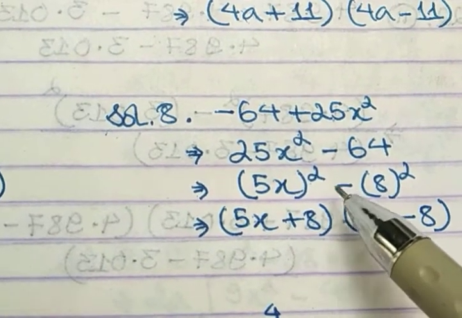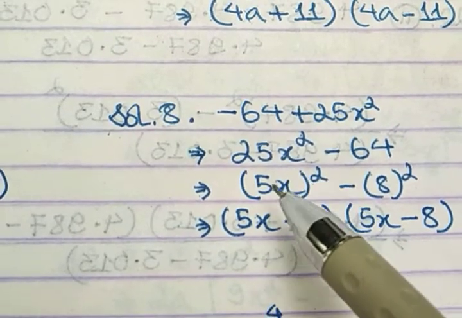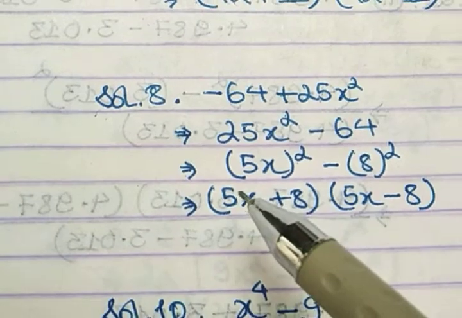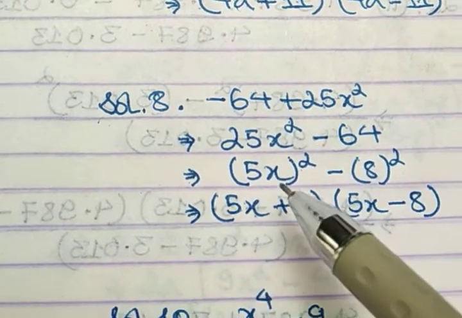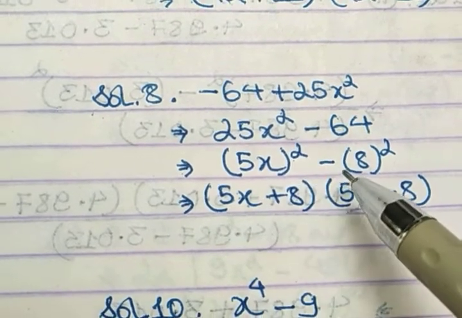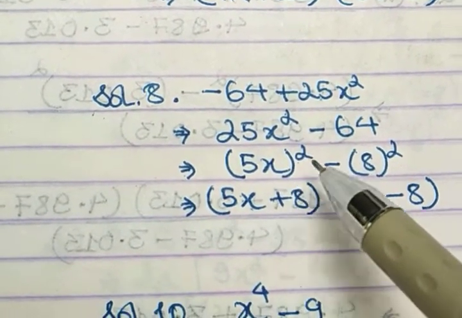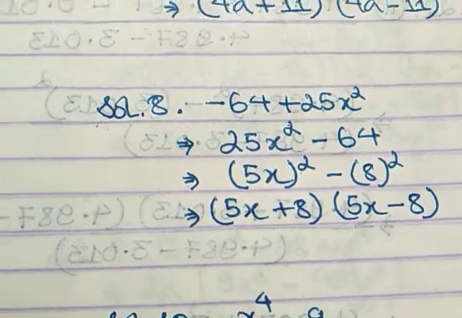See, I have switched the places of these two in order to use them in the identity a square minus b square. Remember the identity, it's a square minus b square. Okay, so we have 5x square here and minus 8 square. Now it's in the form of a square minus b square, so a plus b into a minus b.